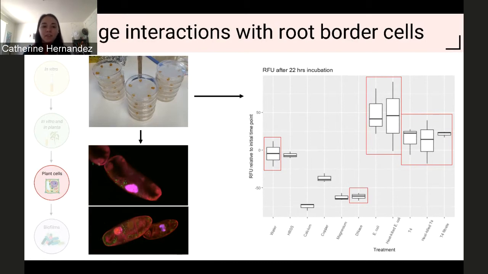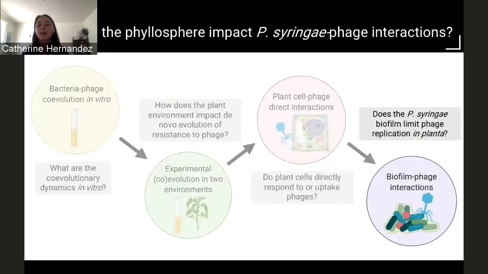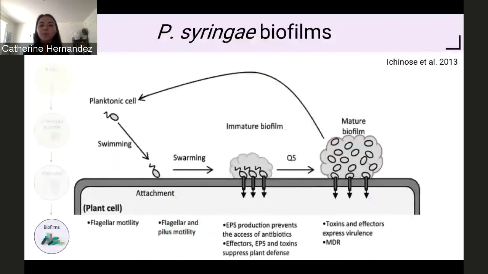Yeah. And then, for the final question, I wanted to look at how the Pseudomonas syringae biofilm might be impacting phage replication rates in planta. This biofilm formation is pretty important for this pathogen, and we know from in vitro work that it can impact phage interactions. When the pathogen first enters into this apoplast space, it starts as a motile planktonic cell that then attaches to the plant cell, and then it produces its biofilm.